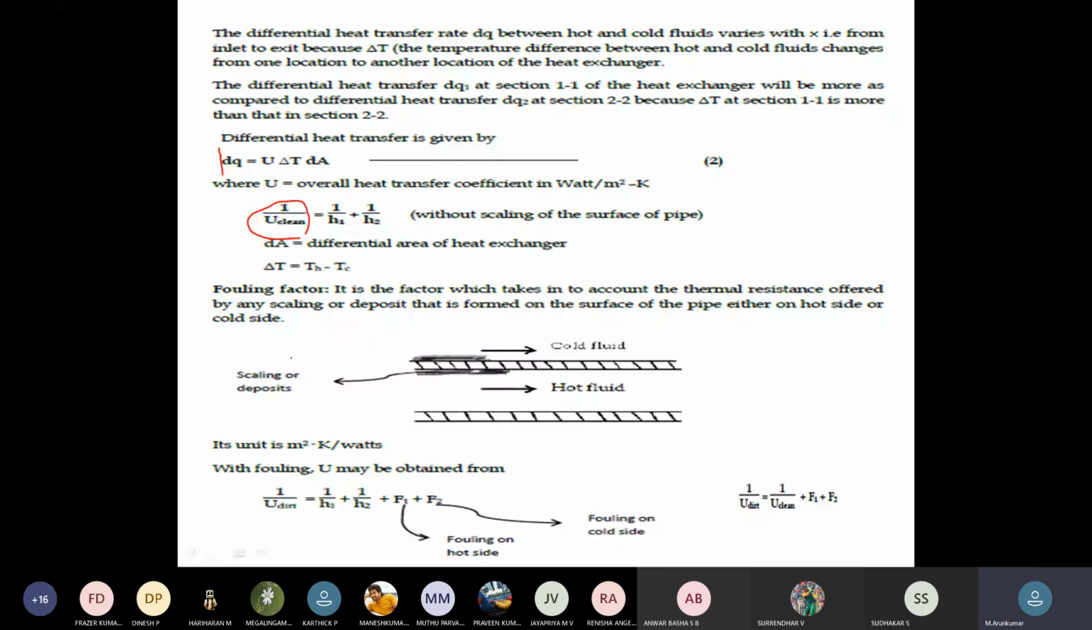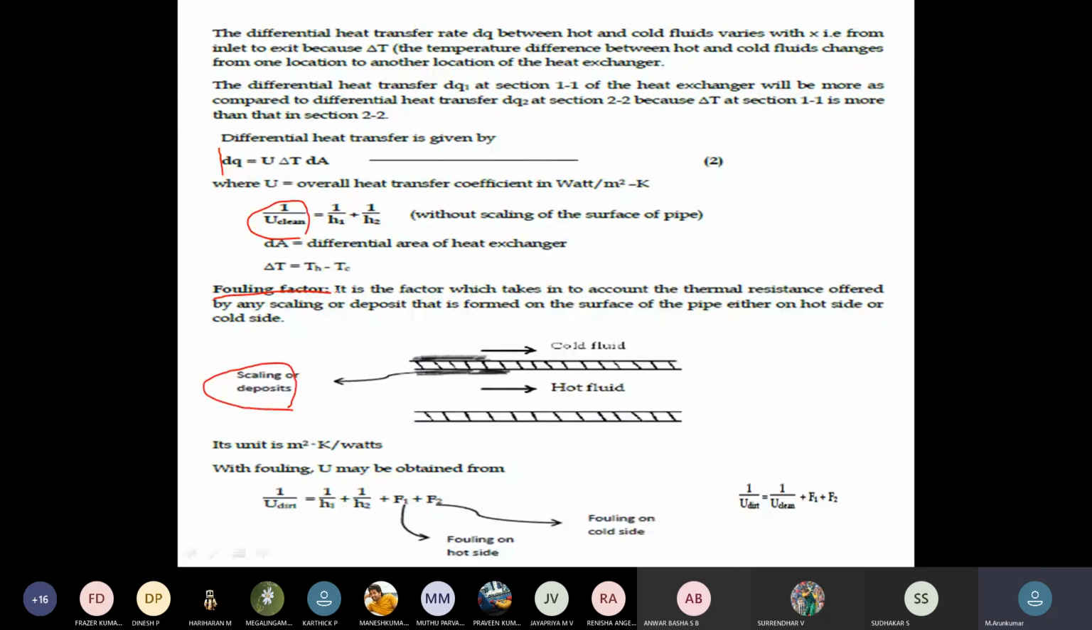So if there is scaling or deposits, we have to consider that also. Right. So you know very well, dA will be the differential area of the heat exchanger. Then you know delta T is equal to the change in temperature, that is Th minus Tc. Right. So if there is scale or impurities or deposits, we have to consider the fouling factor. It is the factor which takes into account the thermal resistance offered by any scaling or deposits formed on the surface of the pipe, either on the hot side or cold side.